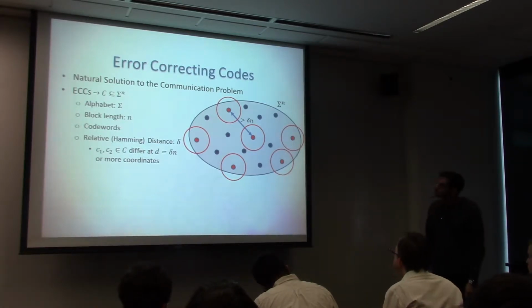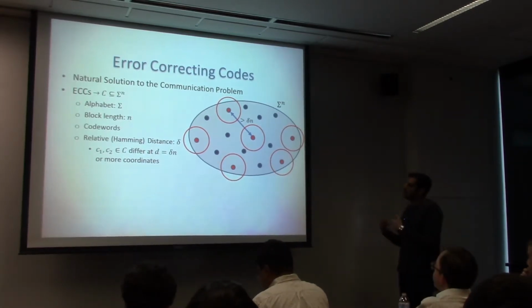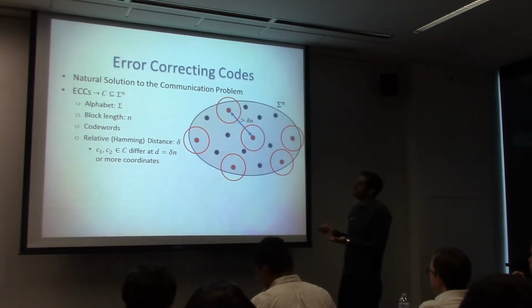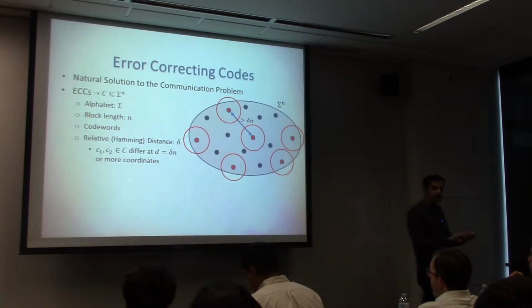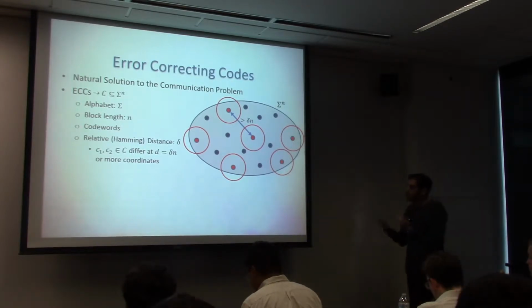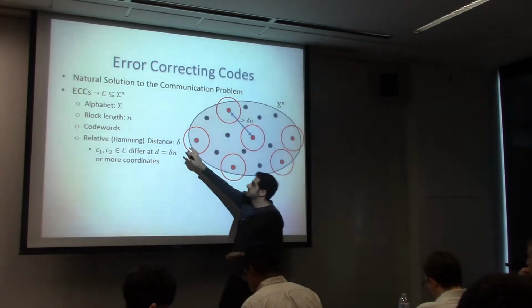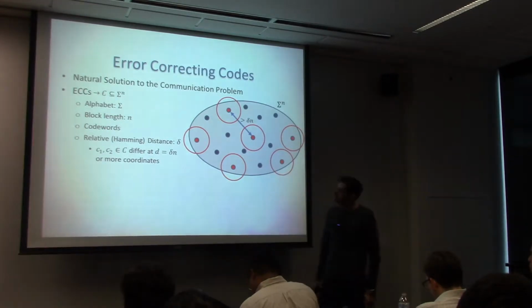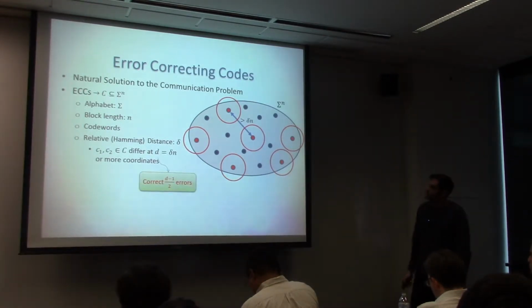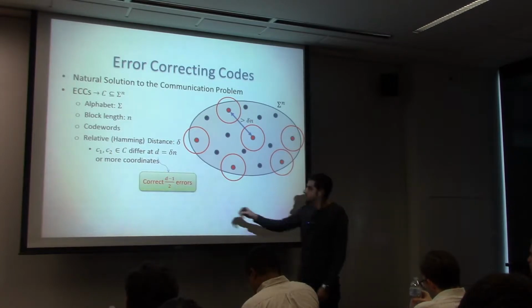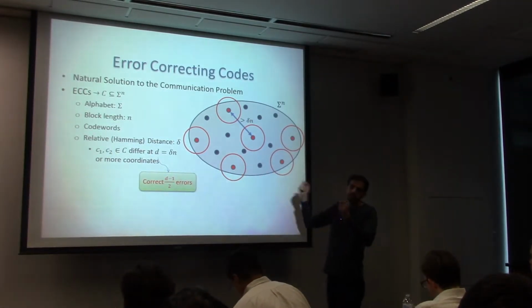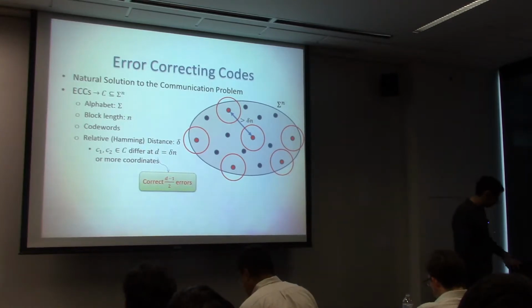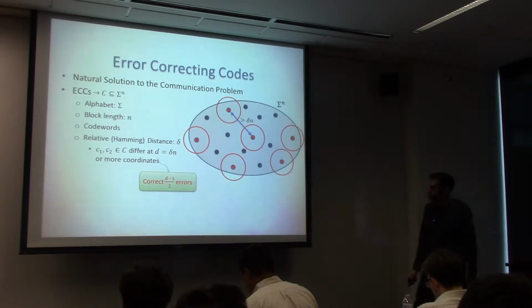Now, given that, we would say that a code C has a relative distance delta if for any pair of code words in code C, the Hamming distance of those two code words is at least delta n. And what I just said was, if you have a distance of d here, you would be able to correct more or less d over 2 symbol substitutions. Any questions here? Good.